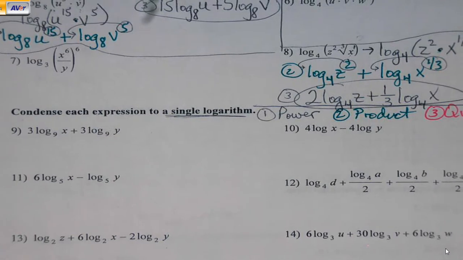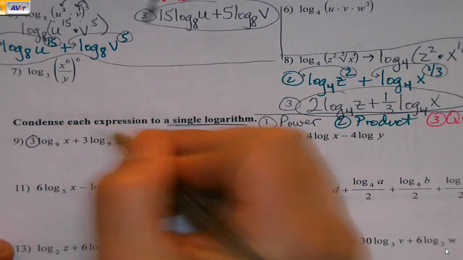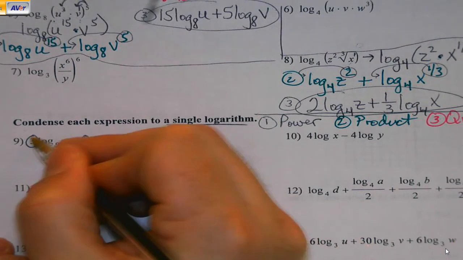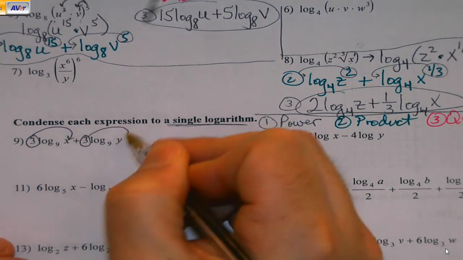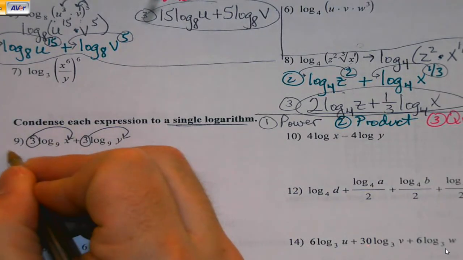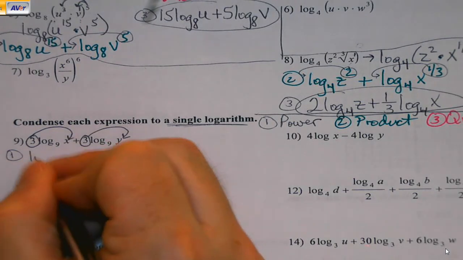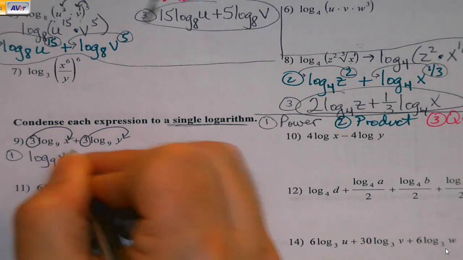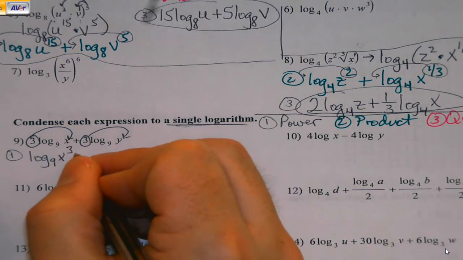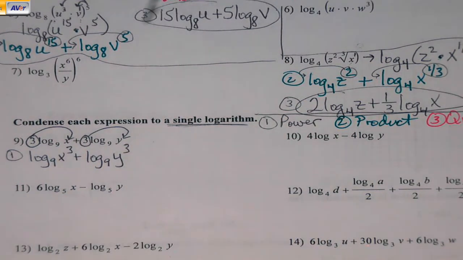So let's say I'm doing number 9. Okay, first job. Okay, power. Do I have any coefficients? I do. Those are going to turn back into exponents. So here, I'm going to have log base 9 of x cubed plus log base 9 of y cubed. Okay, I'm going to do things in pieces.